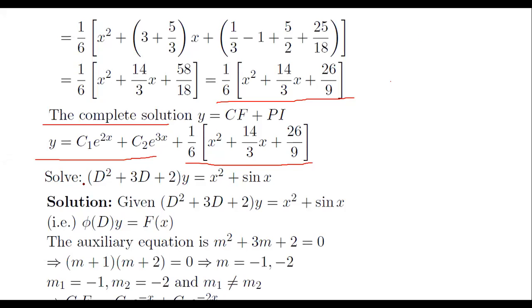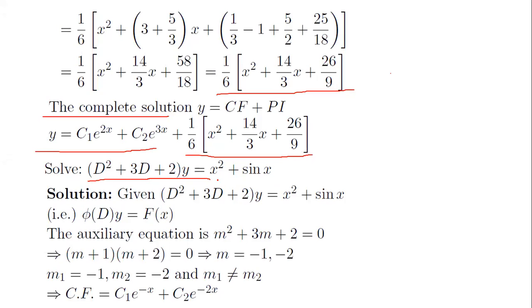Solve (D² + 3D + 2) y = x² + sin x. Here there are two functions I have given. One is a trigonometric function, one more is an algebraic function. So here we can split it, that is particular integral 1 and particular integral 2, and you have to find them. Otherwise, we can directly separate the division. So first we have to find the complementary function.